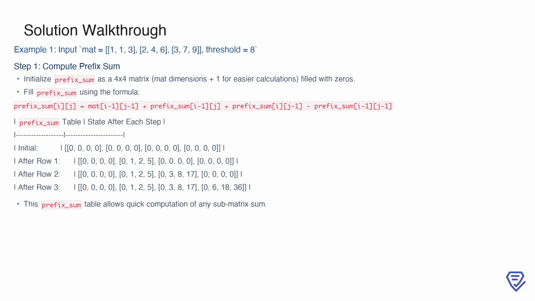Specifically, it's calculated as prefix_sum[i][j] equals mat[i-1][j-1] plus prefix_sum[i-1][j] plus prefix_sum[i][j-1] minus prefix_sum[i-1][j-1]. Starting with an empty table, we fill in row by row. After processing the first row, the table reflects cumulative sums for just that row. As we move to the second row, the values include sums of the first two rows, and so on. By the time all rows are processed, the table allows for quick computation of any submatrix sum using only 4 table lookups. This structure is a critical optimization for efficiently handling the problem constraints.